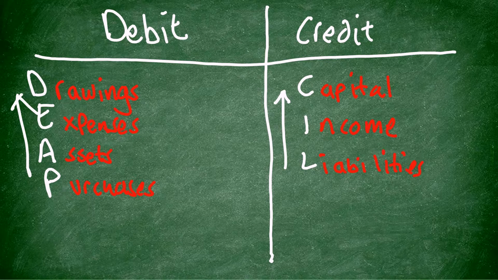So before you understand the concept of double entry bookkeeping, you need to really revise these terms and understand what these terms mean before you can even attempt double entry bookkeeping. So if there's an increase in, for example, purchases, it would go on the debit side. Okay. If there's an increase in liabilities, it would go on the credit side.